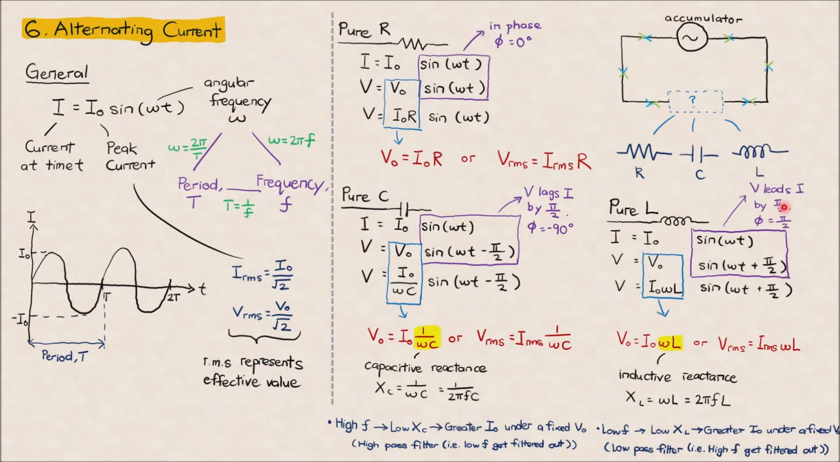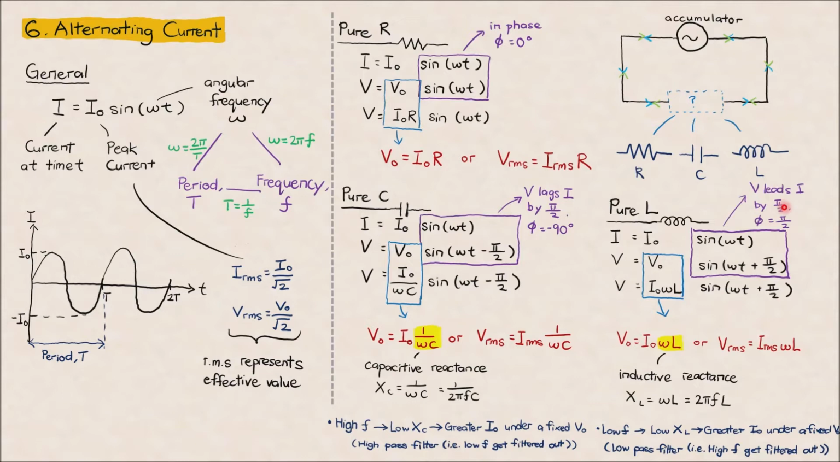And why do I do so? It is because the phase relationship between V and I actually dictates the behavior of the AC circuit itself. Because it's not just pure R, pure C, and pure L in the future. It can be a combination of R, C, and L. So it's important for us to be able to illustrate the phase relationship between V and I very clearly. There's a few ways of doing so.